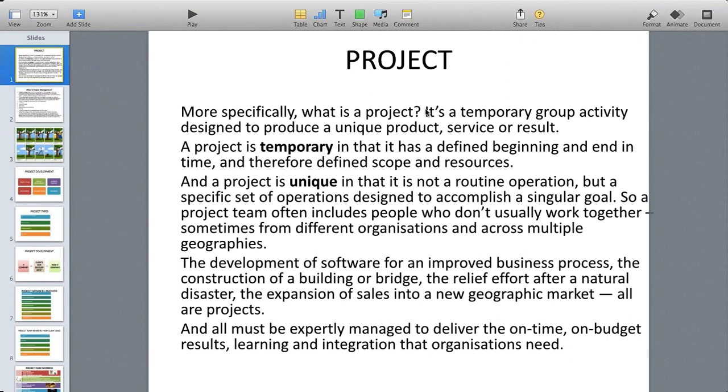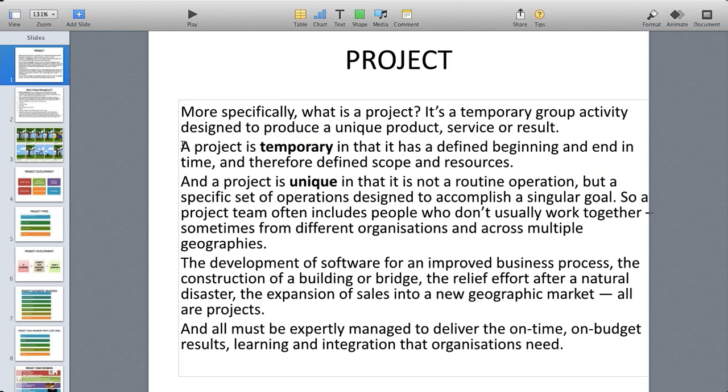So here is a standard definition for a project. You can see here. More specifically, what is a project? It's a temporary group activity designed to produce a unique product, service, or result. So this is a standard definition you have to remember all the time. They will ask in interviews, what is a project? So it's a temporary group activity designed to produce a unique product, service, or result.